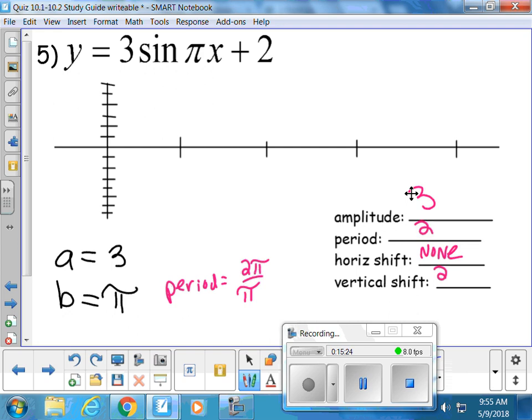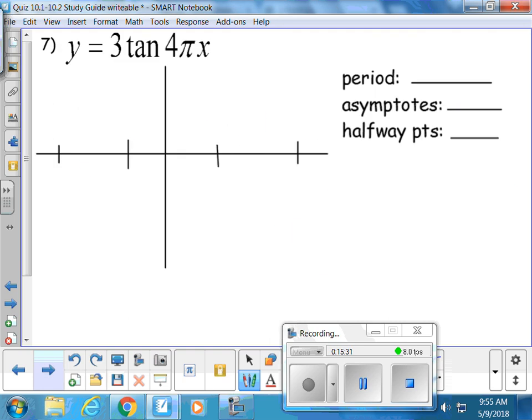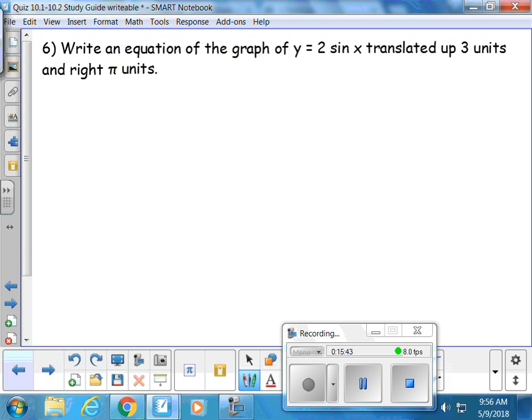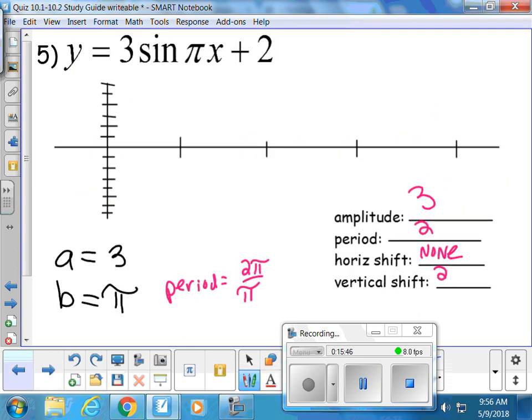Can I draw the parentheses? There are no parentheses. You want me to show you one that would have parentheses? We just did one. Oh, number 8. That would be my horizontal shift. That would be my vertical shift. So it would be a left pi over 2 and an up 1. So would the B just be 1? The B would just be 1 in number 8, yeah. So we'll get to number 8 shortly if we ever finish number 5.